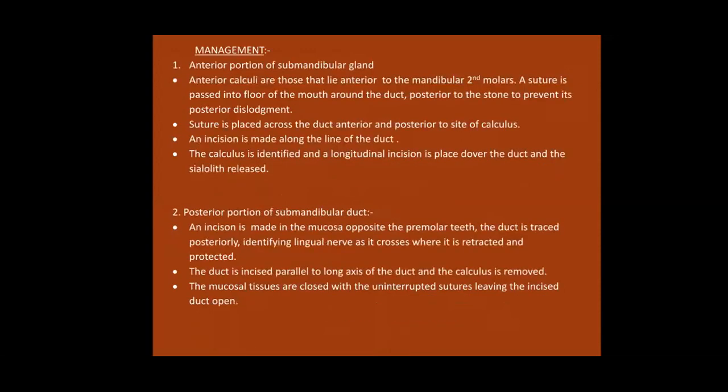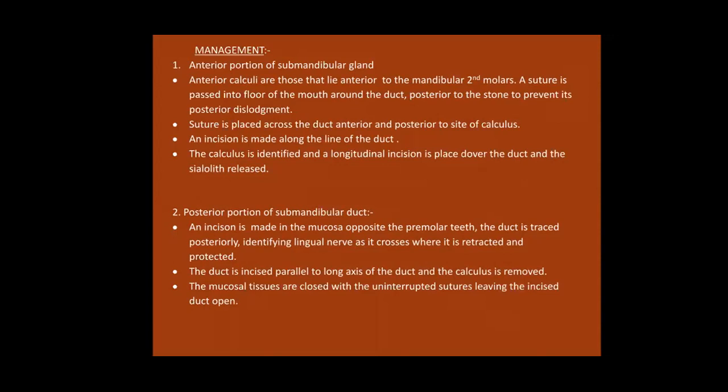The management part: first comes the anterior portion of the submandibular duct. Anterior calculi are those that lie anterior to the mandibular second molars. A suture is passed into the floor of the mouth and around the duct, posterior to the stone, to prevent its posterior dislodgement. Suture is placed across the duct anterior and posterior to the site of the calculus. An incision is made along the line of the duct. The calculus is identified, a longitudinal incision is placed over the duct, and the sialolith is released.